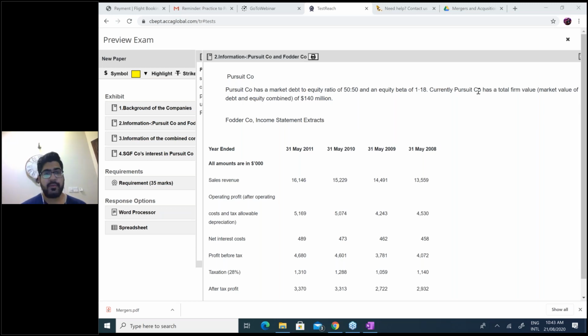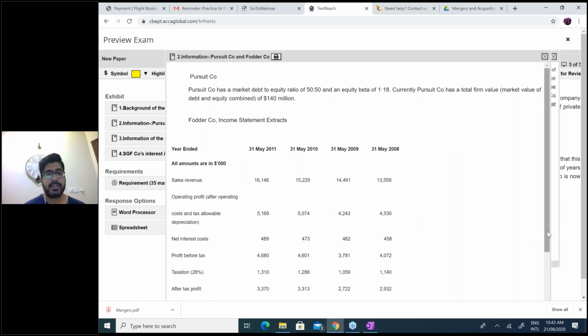In exhibit 2, you're given information about Pursuit company. Okay. Pursuit company has a market debt to equity ratio of 50-50. Now the debt to equity ratio, that's what capital structure means. Debt to equity composition is 50-50%. Equity beta is 1.18. Currently Pursuit has a total firm value, market value of debt and equity combined of 140.